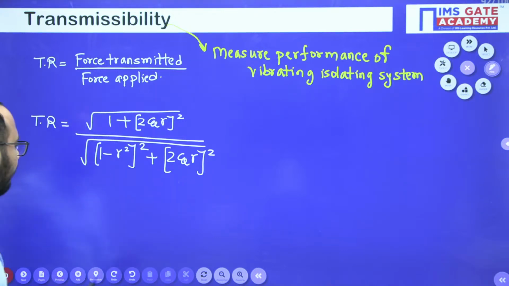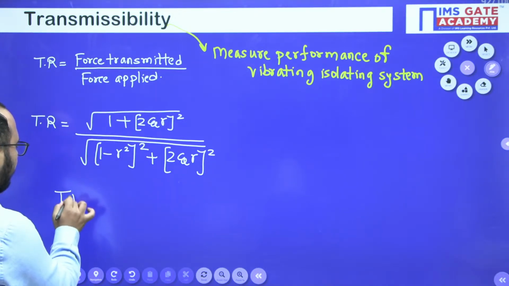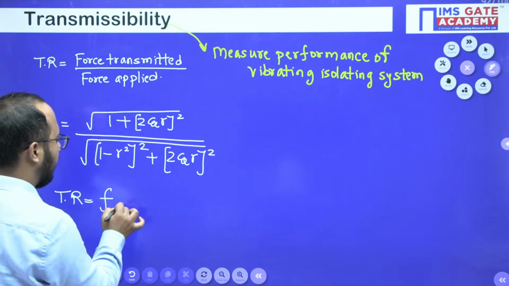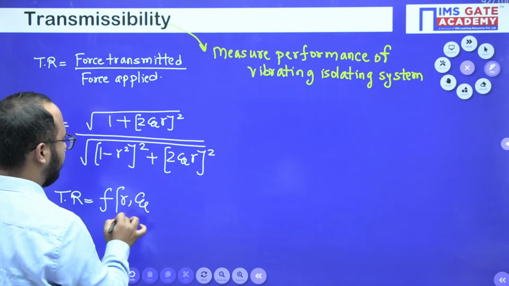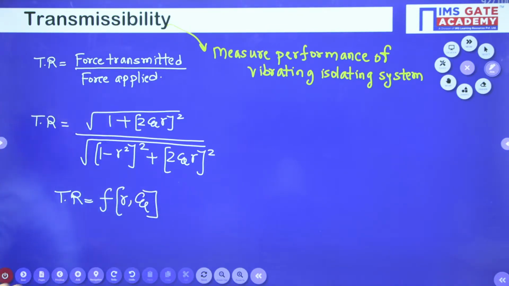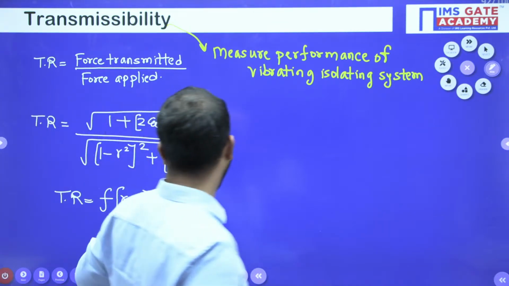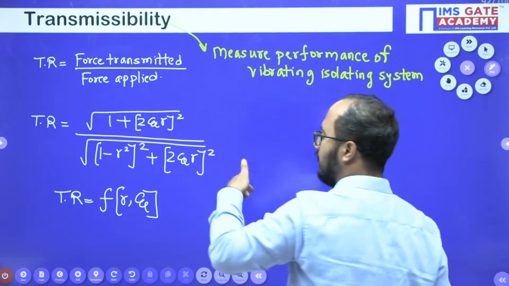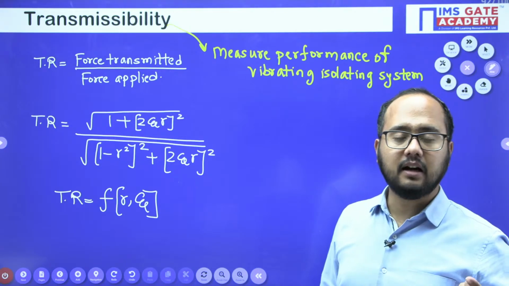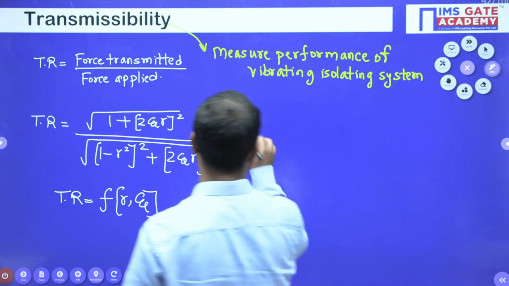Now if you see the transmissibility formula, it is again a function of R and psi. Some important points we will note down here for this case also. Like for R value equals 0 and R value root 2, we get the transmissibility as 1 for any value of psi.